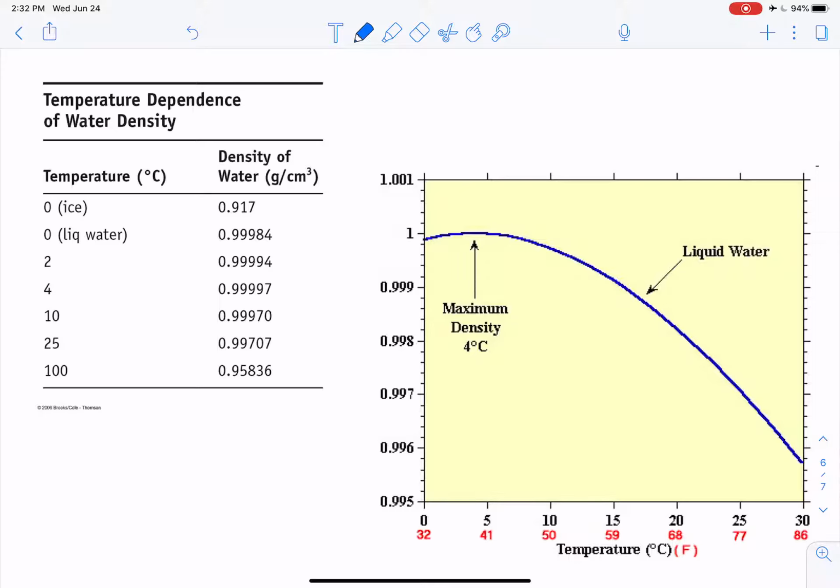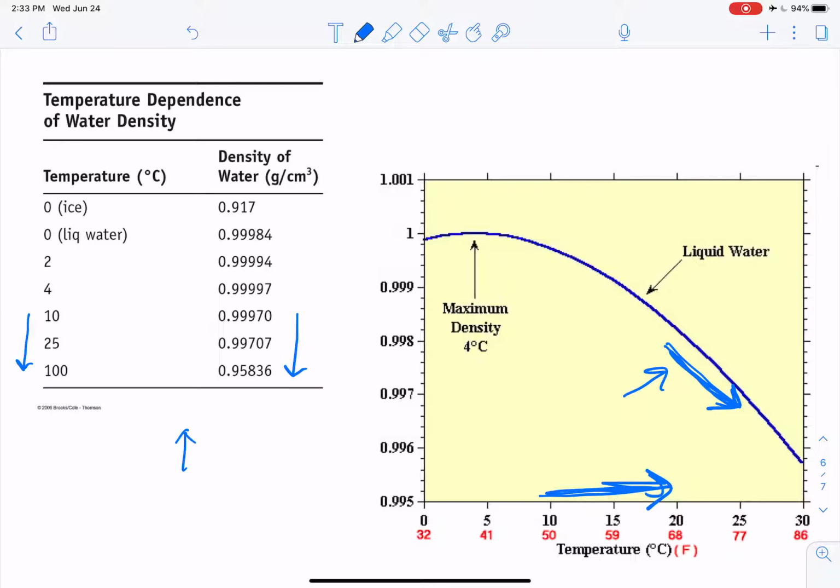Now notice with water over here in this zone, as the temperature is increasing, the density is decreasing, just like it should. So look over here at this chart. As we increase the temperature, going from 10 degrees Celsius to 100 degrees Celsius, we see that the density of water decreases, okay? So decreasing density, increasing temperature.